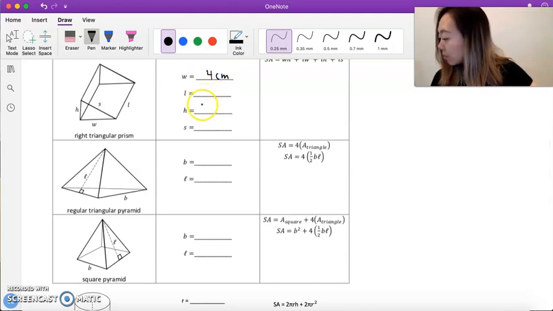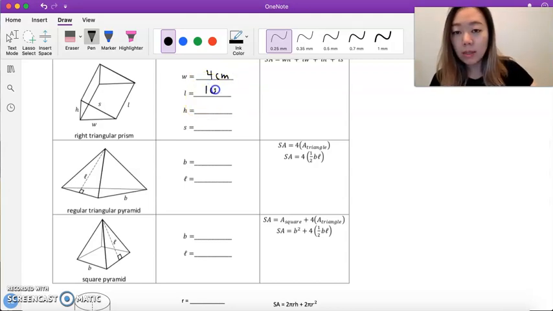Length is 10 centimeters. Height is 3 centimeters. S is for side, 5 centimeters.